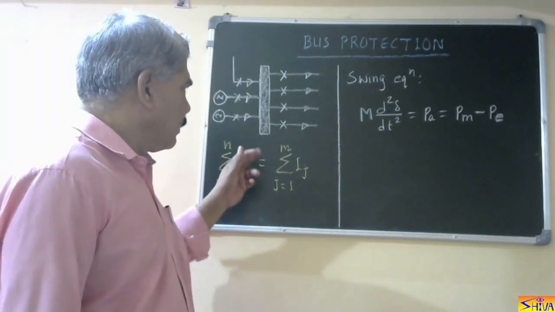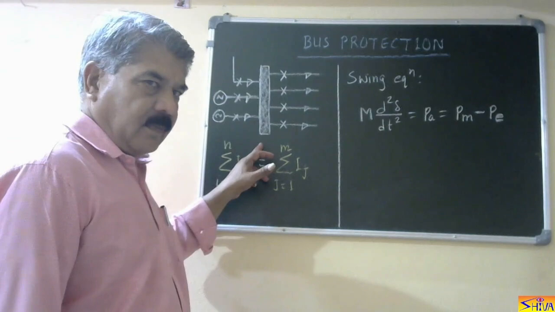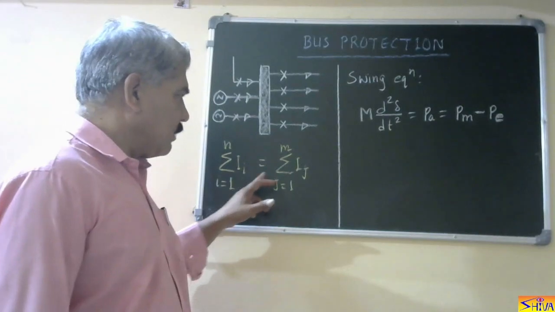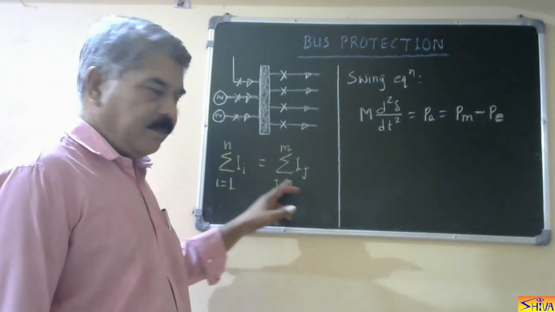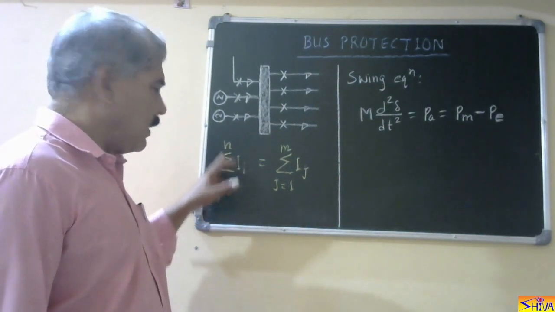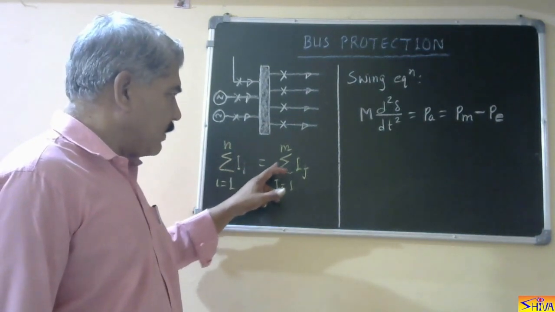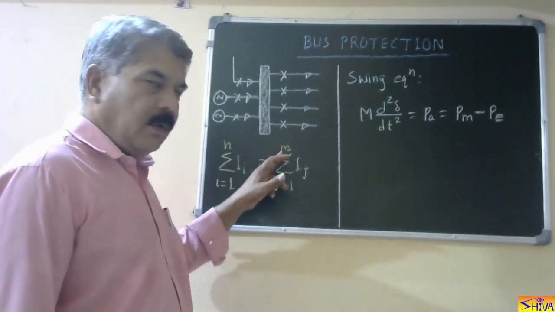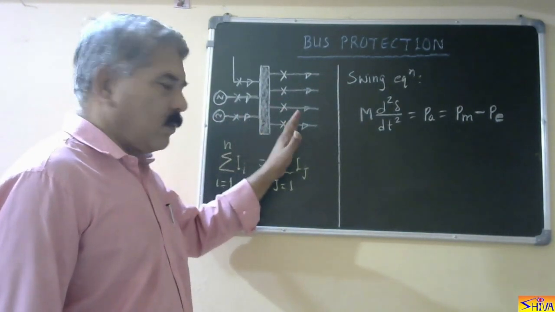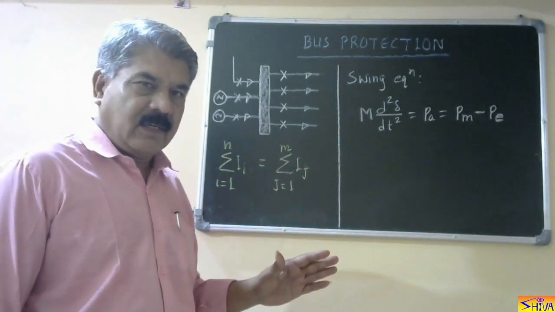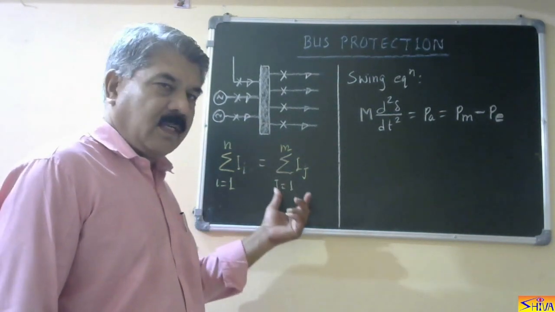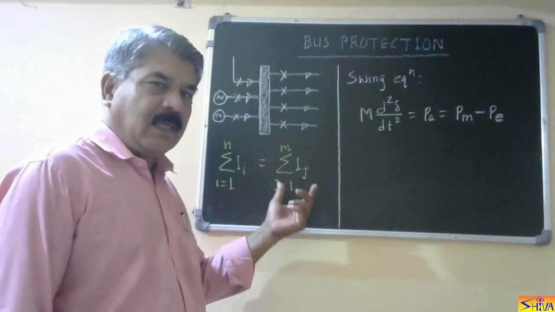First is, under normal condition and external fault condition, the summation of all incoming currents is equal to the summation of all outgoing currents. So mathematically I have written summation i is 1 to n, where n is the number of incoming lines, is equal to summation j is 1 to m, where m is the number of outgoing lines. So here all the incoming current will be equal to the outgoing current. That is under healthy condition. Under external fault condition also this equation is valid, but the difference is the current magnitude is very high.